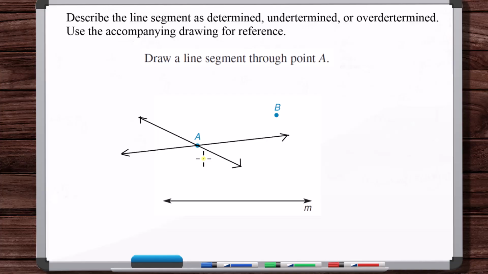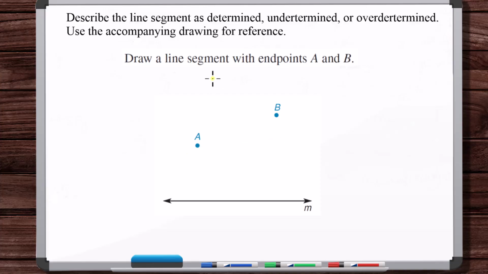So I can't just draw this line here and say, here's a line through point A, and start giving dimensions and references to this line because, well, what's this line? You see? So that would be under constrained. Okay, draw a line segment with endpoints A and B. That would be properly constrained. That would be just the determined case because it's a unique line.